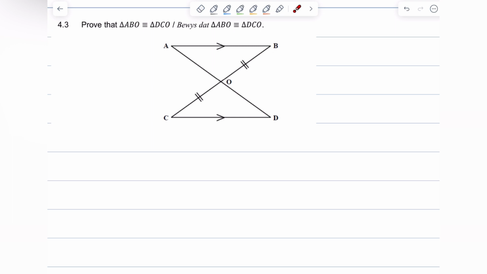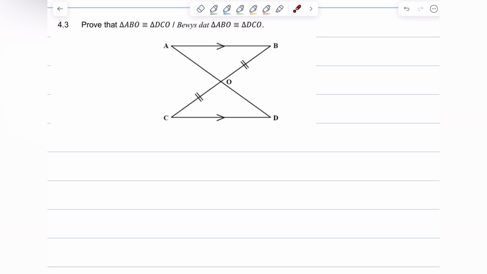Just note, however, that angle angle angle was not one of the four conditions. There's no such condition for congruency where we can prove that all three angles are equal and therefore it is congruent. That in fact is a condition for similarity, which is something we'll deal with separately. Right, so let's see what we can write down here.